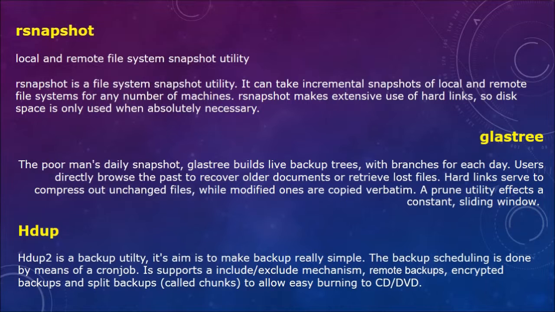HDUP. HDUP2 is a backup utility. Its aim is to make backup really simple. The backup scheduling is done by means of a cron job. It supports an include or exclude mechanism, remote backups, encrypted backups, and split backups to allow easy burning to CD or DVD.